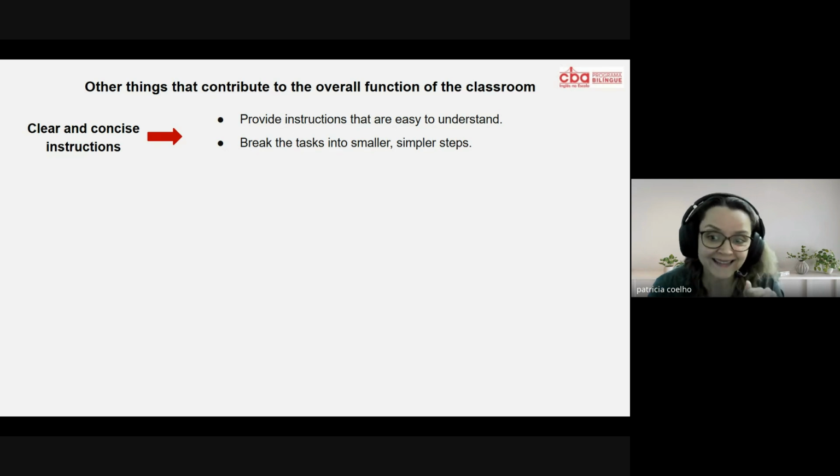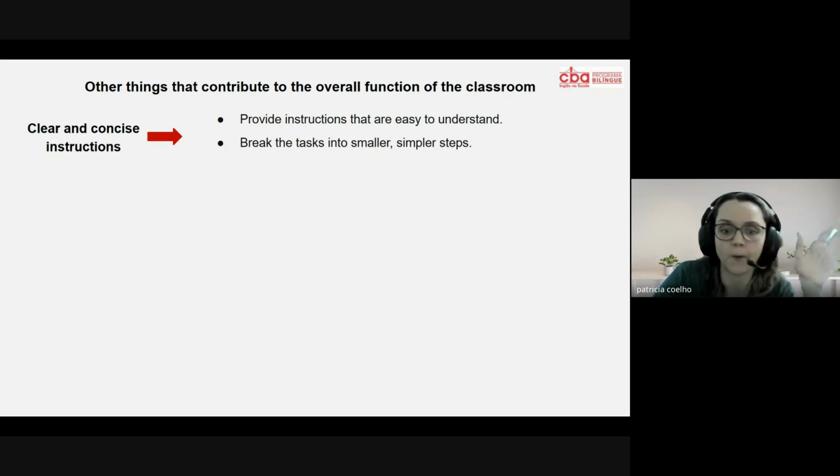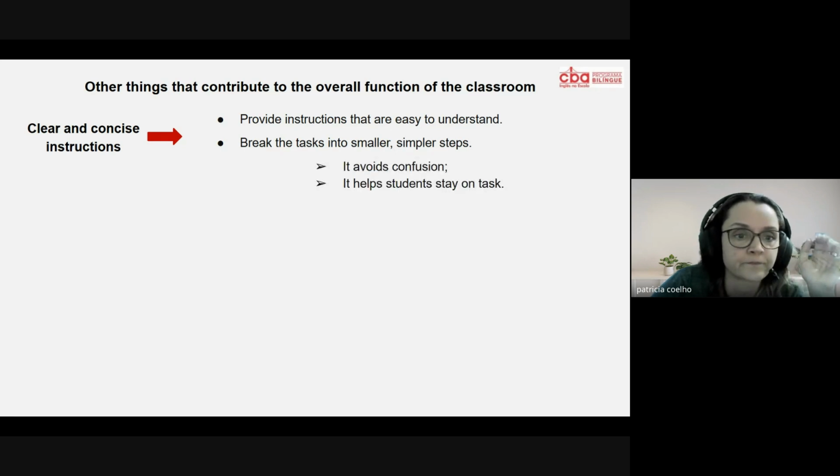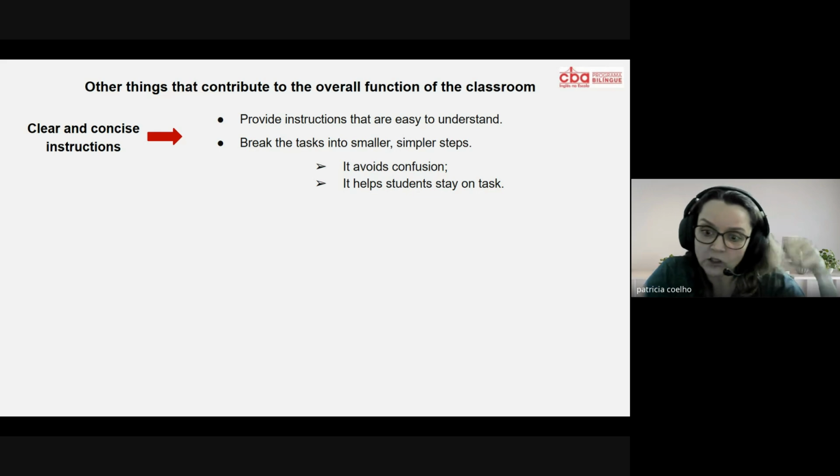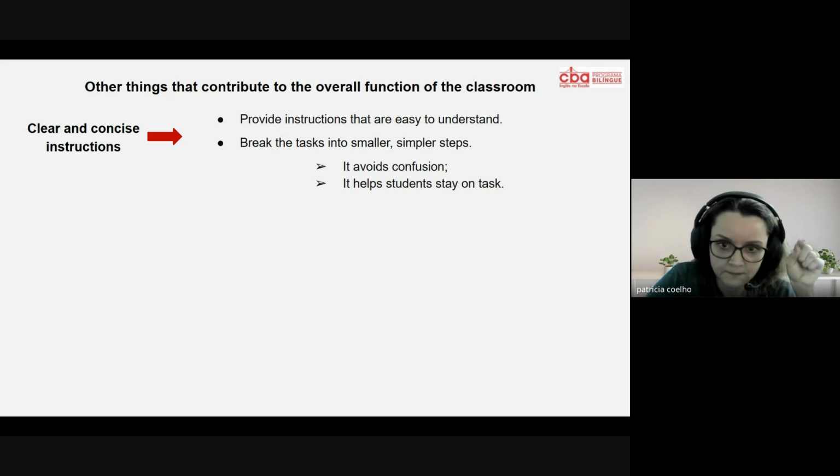You have to make a list. Your list needs to have 8 items. And then, do you understand what I mean? Break the instructions and make sure that they are doing the things you're asking them to do. Don't give the whole instructions and then, oh my God, what do I have to do now? Clear and concise instructions avoid confusion and help students stay on task. They don't get lost in the middle of the instructions.